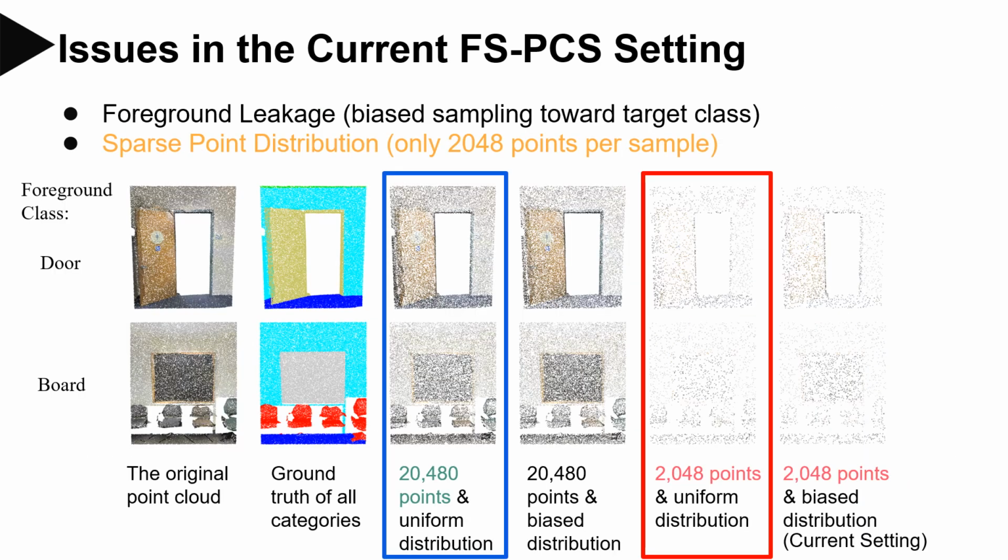The second issue is sparse point distribution. The current FS-PCS input is constrained to only 2048 points during training and inference. However, this sparse input severely limits semantic clarity, making it difficult to distinguish objects. As shown here, it's even challenging for humans to distinguish the door and the surrounding wall in the 2048-point input in the first row. The same applies to the second row to discern board from other classes like window. These sparsely populated, semantically limited inputs introduce significant ambiguities, hindering the model's capacity to exploit semantics.